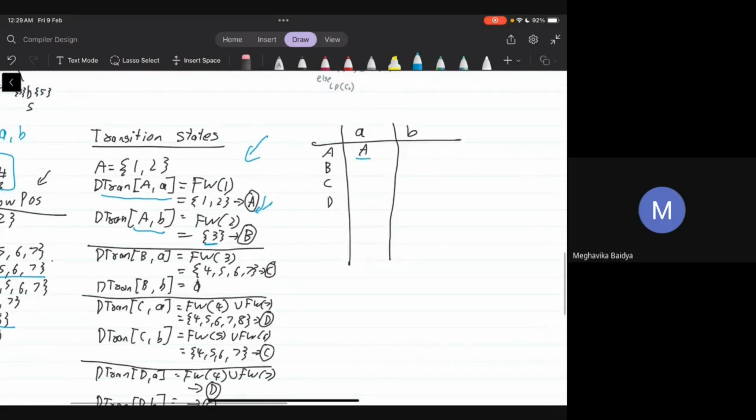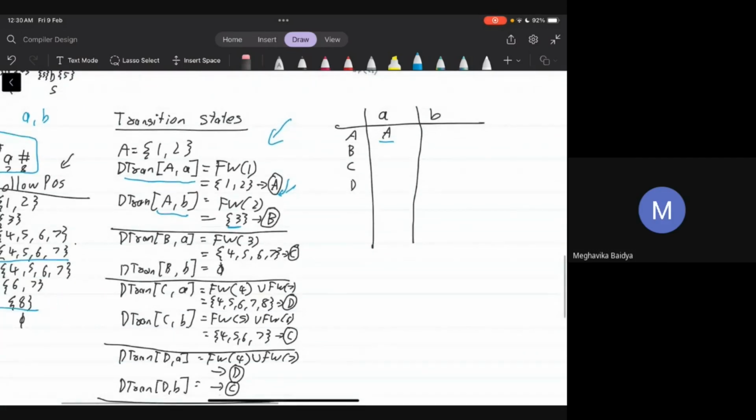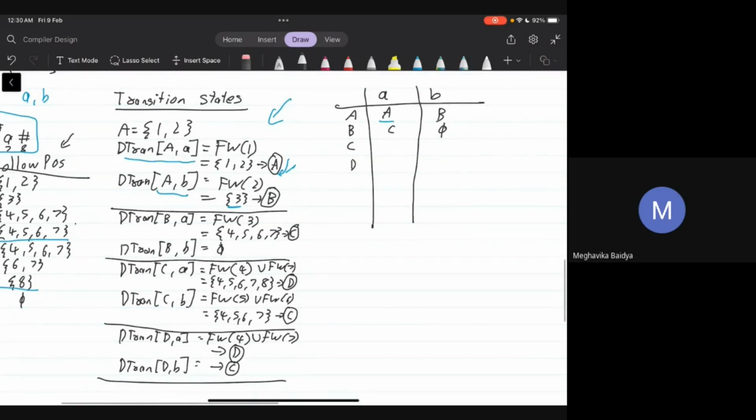Now for Dtran of A comma B, it's going to B, right? So you write B here. Now what is B with the input of A? C. And what is B with the input of B? Nothing. Next, C on A is D and C on B is C. And next, D on A is D and D on B is C. And now this is a starting state, so we write this arrow here.